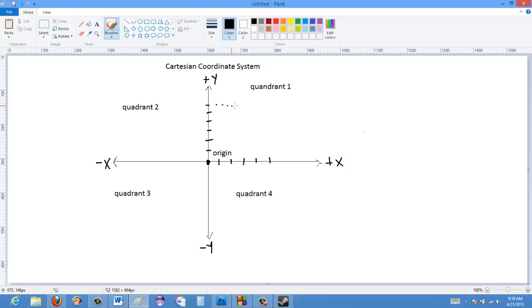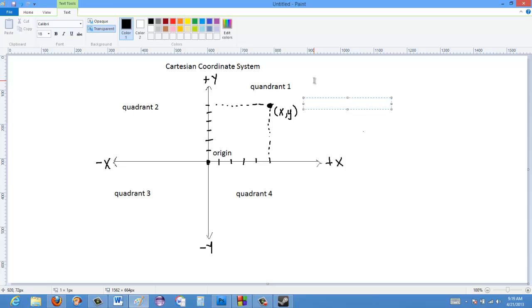Then I could draw a line going across like that, and another straight line going up like this, and we would get a spot here. This would have an x and y coordinate, and we call this x and y coordinate an ordered pair. These are some handy definitions to know, and this is pretty much the language of coordinate geometry. So this is an ordered pair.